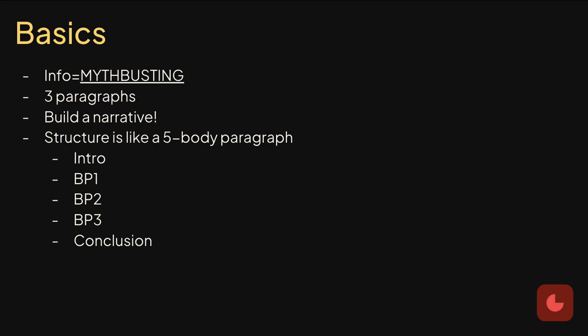Now, the structure of an info is pretty similar to a 5 body paragraph essay, where you start with an intro, 3 body paragraphs, and conclusion. These body paragraphs we usually call aspects because it's a little looser than, say, an event like oratory where they have 2 prongs and a DI. But the structure is generally pretty similar. So with that, let's get into our 5 archetypes.